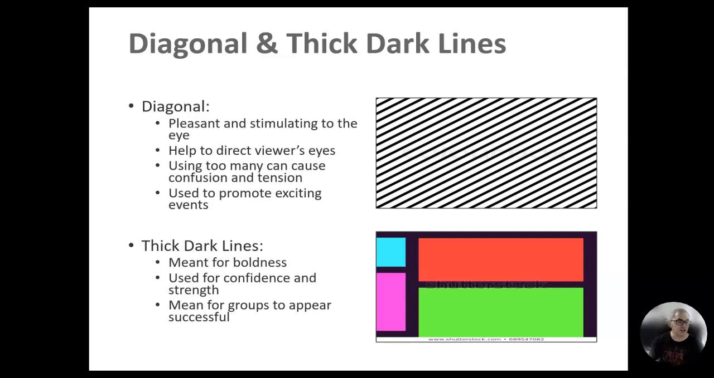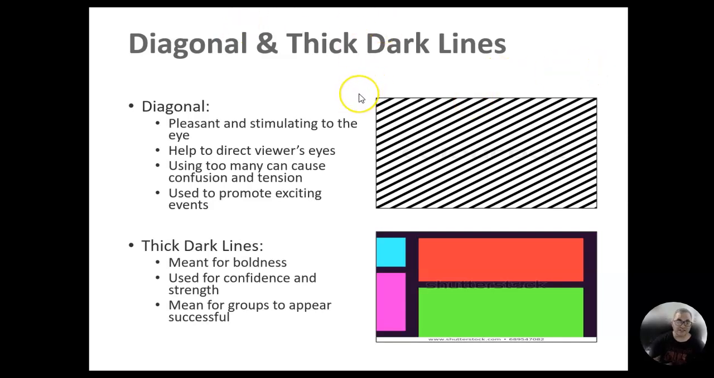Now there's also thick, dark lines, meant for boldness, used for confidence and strength, meant for groups to appear successful or to want people to understand that this is going to be the most amazing thing ever. So loud, boisterous moments like monster truck shows, race cars, different types of sporting events, and advertising go there. You'll see a lot of thick lines used for those elements so they can pop out and really excite people. That's a big thing from there.